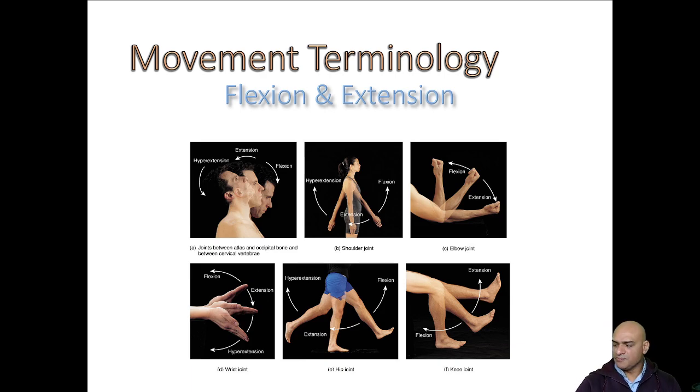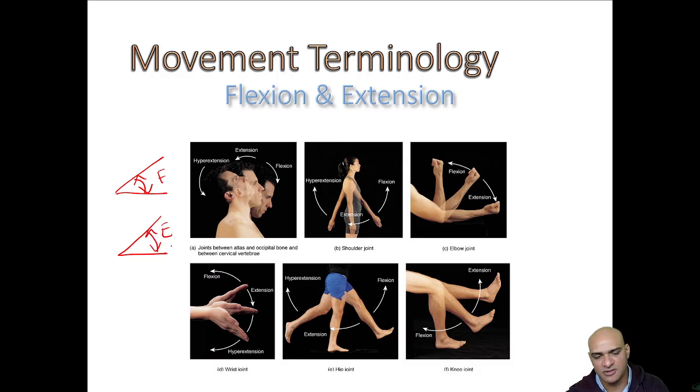Now we will see all the movement terminologies. The first movement terminology is called flexion and extension. Flexion basically means a reduction of the angle at a joint. So if this is a joint, if the angle reduces at a joint, we call this flexion. And if the angle were to increase at a joint, we call this extension.